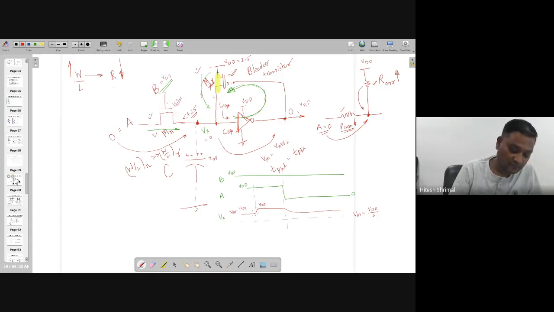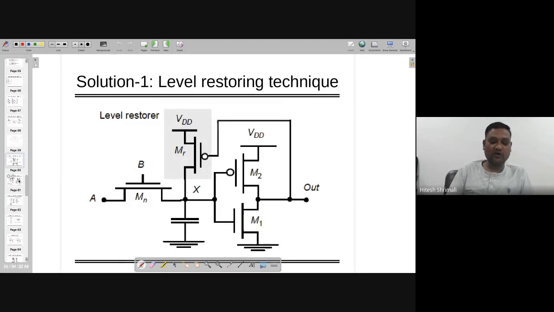Okay. So that is what this technique is all about, where you are not getting the rail to rail output. This technique is also known as level restorer. It restores the level to VDD, and again the other side, 0, is not a problem, right? But 0 is a problem in the presence of this loop. In that case, you need to make sure that W by L of the R transistor has to be much lower than W by L of the N transistor, right?